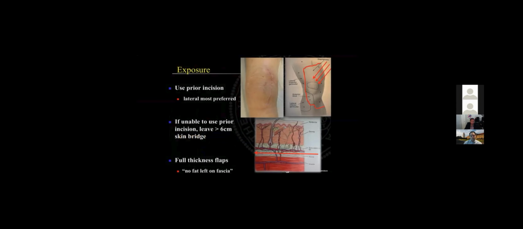So now I'm going to move on to some intraoperative pearls. As mentioned earlier, you want to use the most lateral prior vertical incision because of the medial based blood supply to the anterior skin. While the textbooks often suggest a 5 to 6 centimeter skin bridge, this may not always be possible. That being said, attempts should be made to avoid acute angles between incisions.